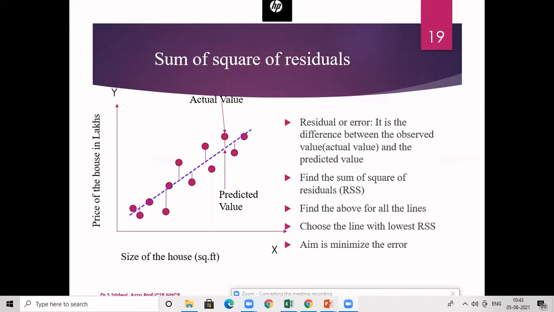So this you are going to do for all the straight lines. And finally, you have to select only one straight line from that. Once you find this for all the straight lines, you are going to choose the line with the lowest RSS value. Why I am choosing the lowest RSS value is, my aim is I want to minimize the residual or error. So find the line with the lowest RSS value, that is going to give you the perfect line.